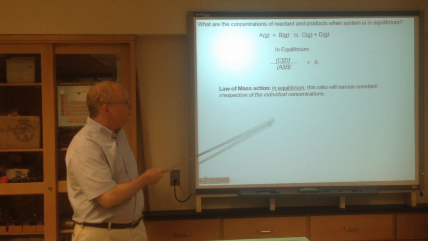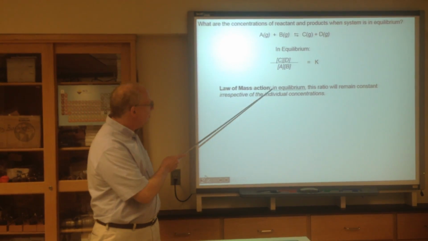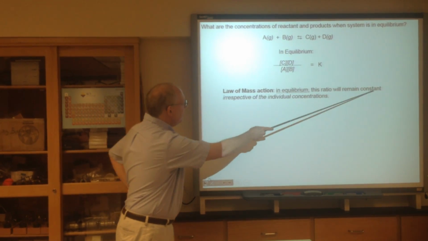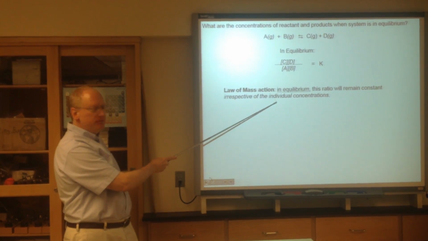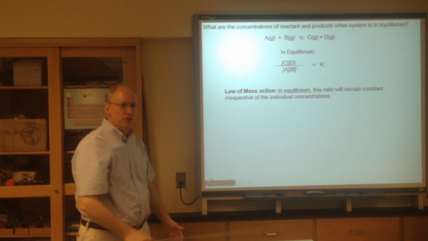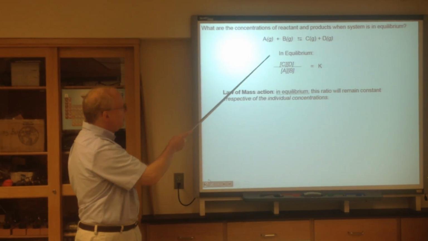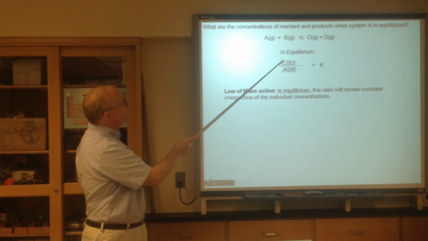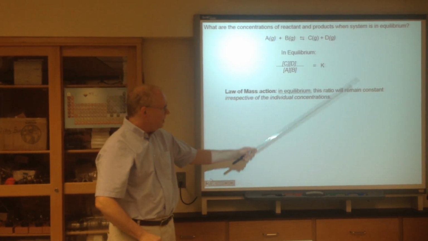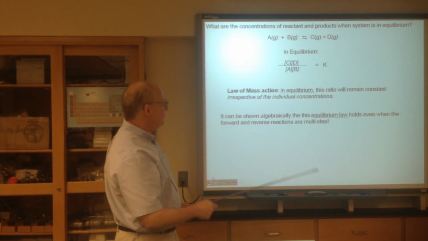This rule is a very important rule in chemistry. It's called the law of mass action, which states that in equilibrium, this ratio will remain constant irrespective of the individual concentrations of the individual reactants and products. This ratio, the product of these concentrations divided by the product of these concentrations, will remain constant.